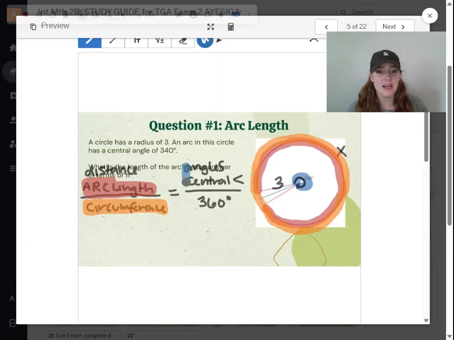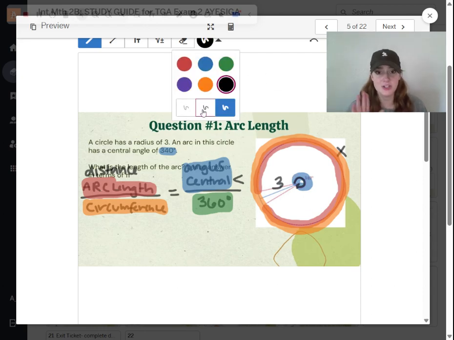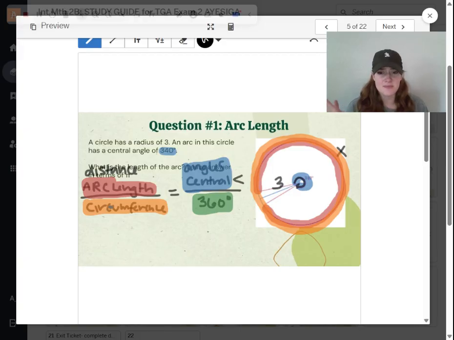The central angle we highlighted as 340 degrees, that was given. And then our total is 360 for a full degree of a circle. All right, we're going to start just plugging this in. So starting with our first ratio, arc length, we don't know what that is, so we're going to label it as x, divided by the circumference. We'll need to do some side work to find circumference.